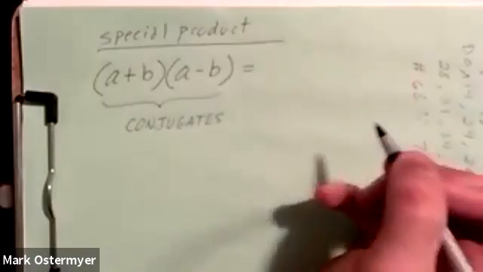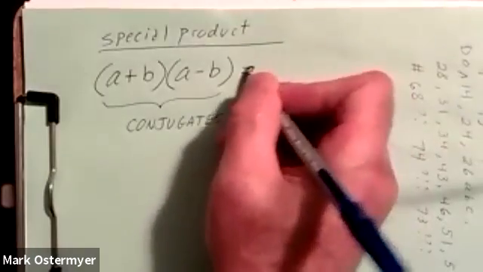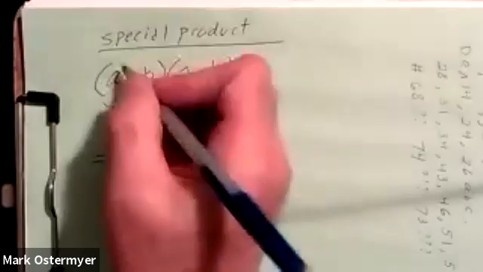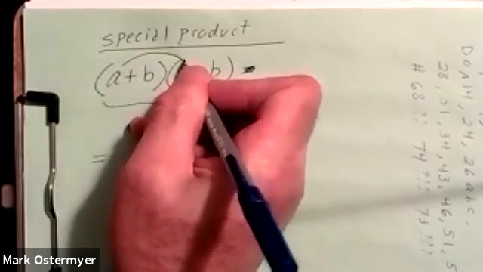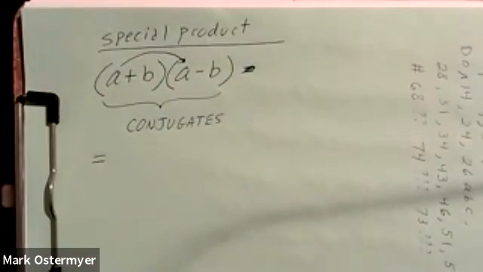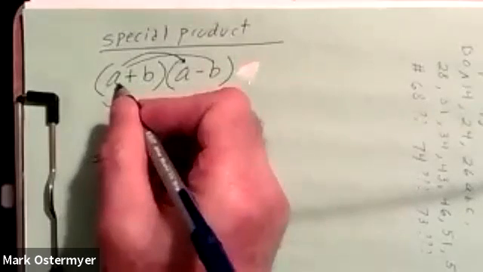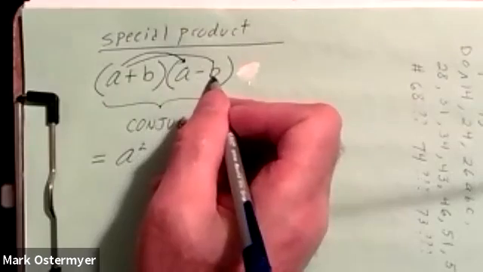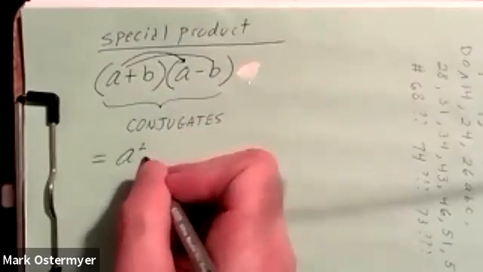If we were to FOIL this out, let's see what would happen. So we take the product of the first terms, a times a. And what is a multiplied by a? A times a gives us a squared. Multiply the outer terms together, a times a negative b. A multiplied by negative b is minus ab.